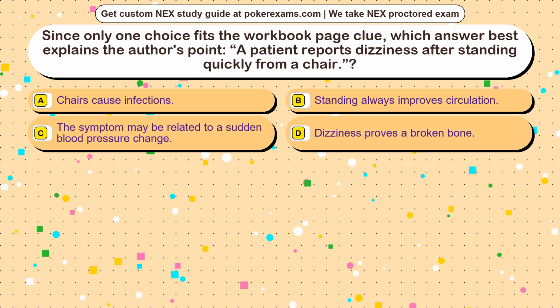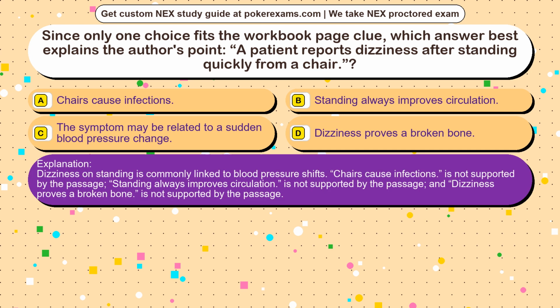The correct answer is option. Dizziness on standing is commonly linked to blood pressure shifts. Chairs cause infections is not supported by the passage. Standing always improves circulation is not supported by the passage. And dizziness proves a broken bone is not supported by the passage.